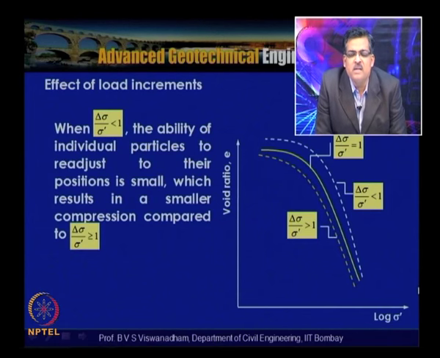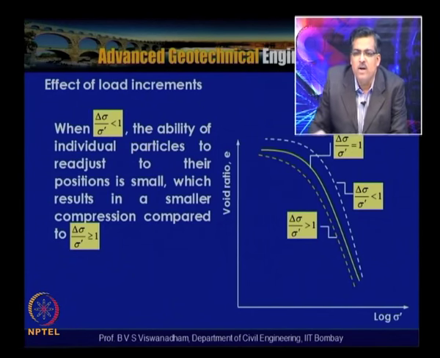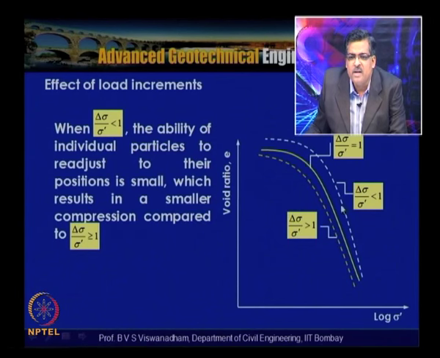When delta sigma by sigma dash is less than 1, the ability of individual soil particles to readjust their positions is small, which results in a smaller compression compared to delta sigma by sigma dash greater than or equal to 1. So what we are trying to conclude from this slide is that this is the reason why we have a distinct difference when there is a variation of delta sigma by sigma dash.